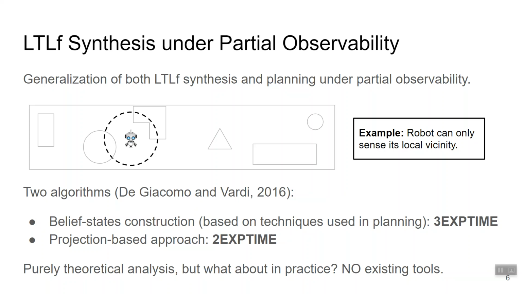In 2016, Di Giacomo and Vardi proposed two algorithms for LTLf synthesis under partial observability. The first, based on standard techniques used in planning, is called belief-states construction. However, this algorithm adds a third exponential to the complexity, which led them to propose an alternative projection-based approach. By carefully choosing the order of operations, this approach is able to achieve the optimal 2EXPTIME complexity.